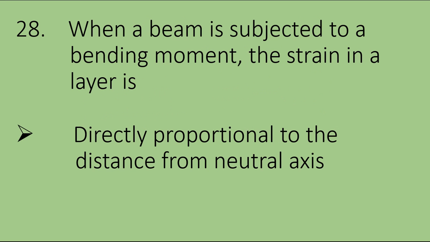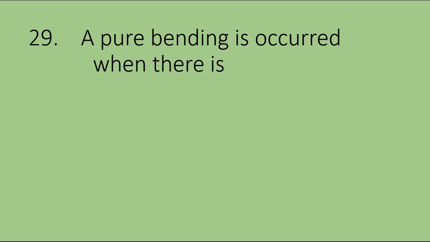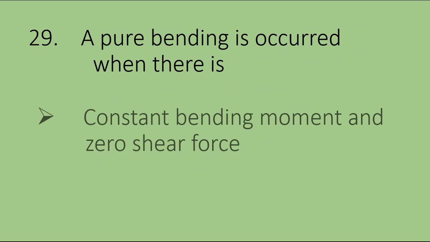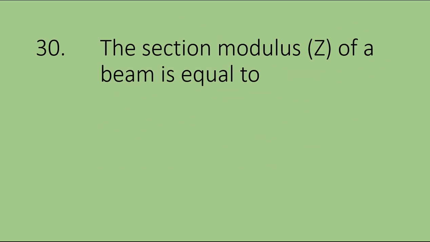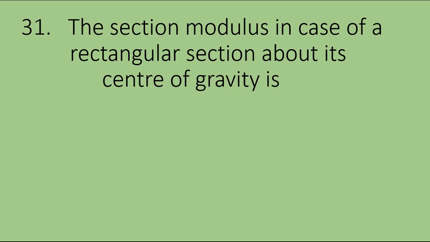Answer: directly proportional to the distance from neutral axis. 29. A pure bending is occurred when there is. Answer: constant bending moment and zero shear force. 30. The section modulus, Z, of a beam is equal to. Answer: I by Y.